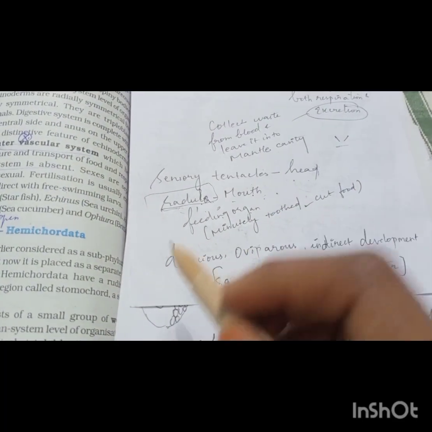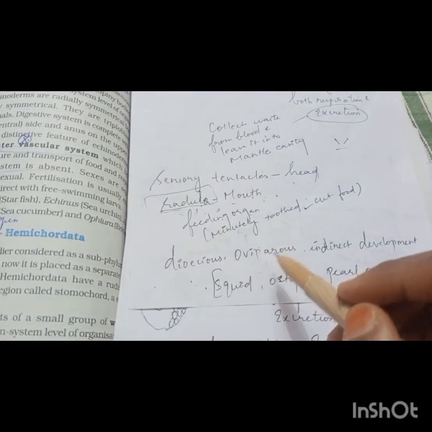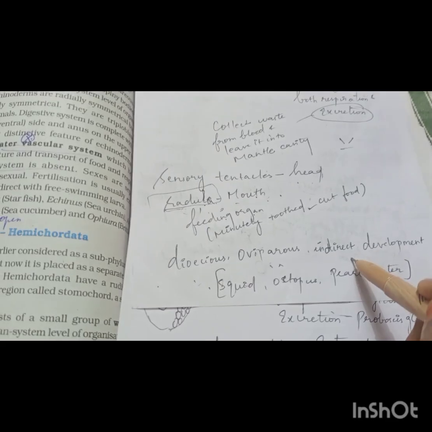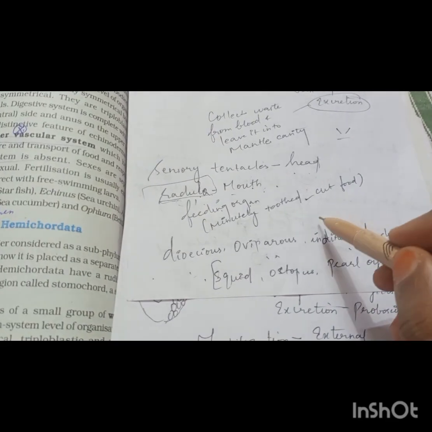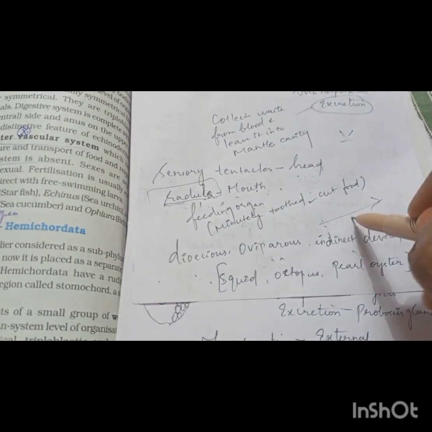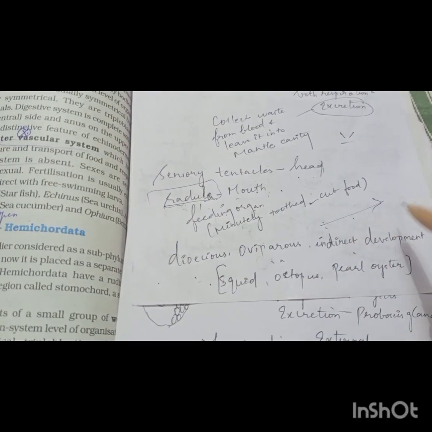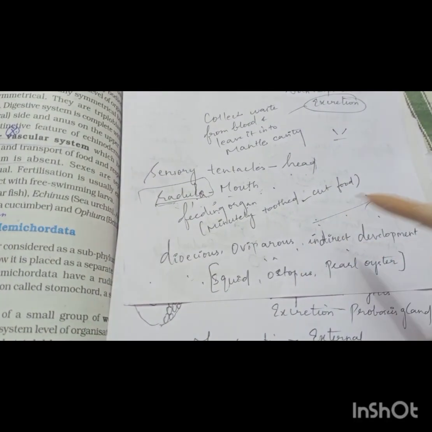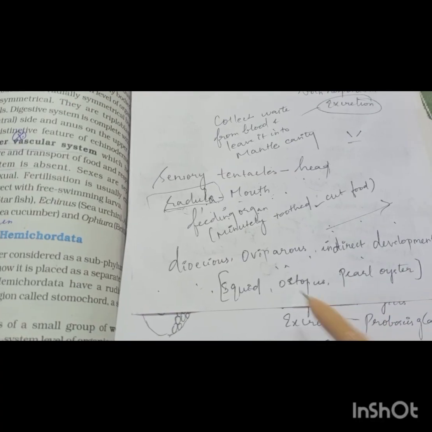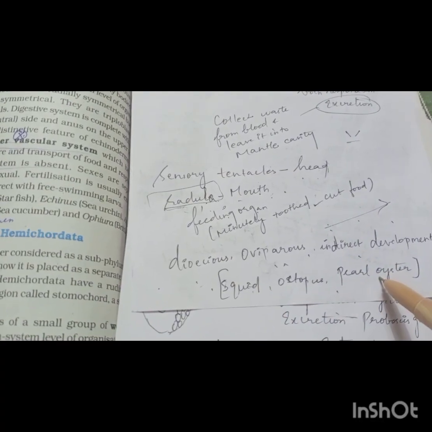They are dioecious, that is they have separate male and female organisms. Oviparous, again they will lay eggs. Indirect development, that is they will undergo a series of phases: larva, pupa, adult. The young ones will look entirely different from the parent. Examples: squid, octopus and pearl oyster.